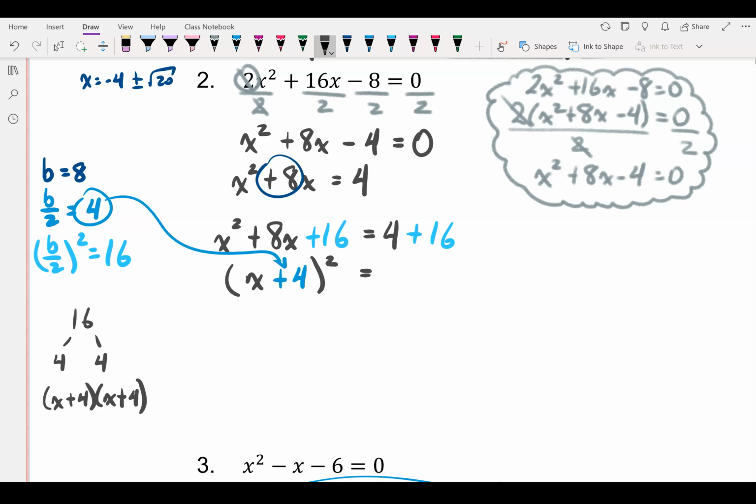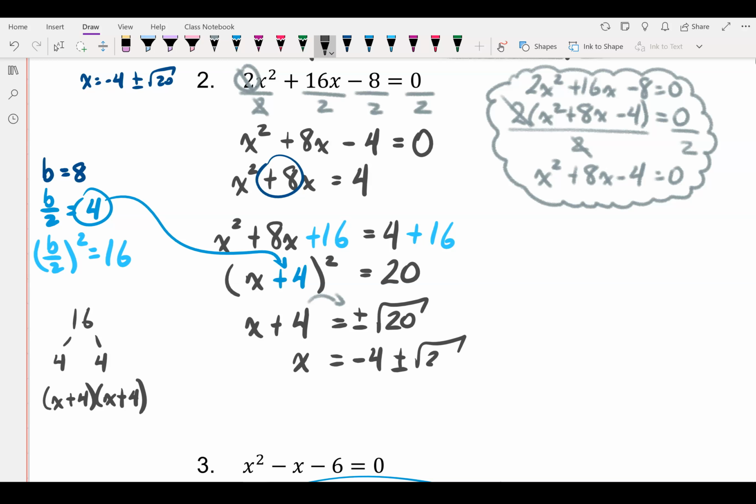What about the right side? 4 plus 16, that's a 20. What do I do next? Step 5, square root both sides and solve it. Square root the left side deletes the square term. Square root the right side gives me plus or minus root 20. What do I do next? Well, I'm going to bring that 4 to the other side. Boop. That gives me negative 4 plus or minus root 20.